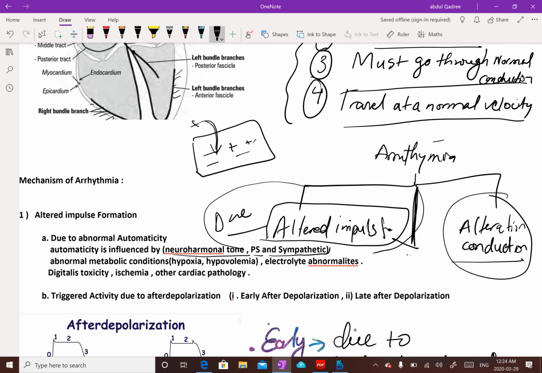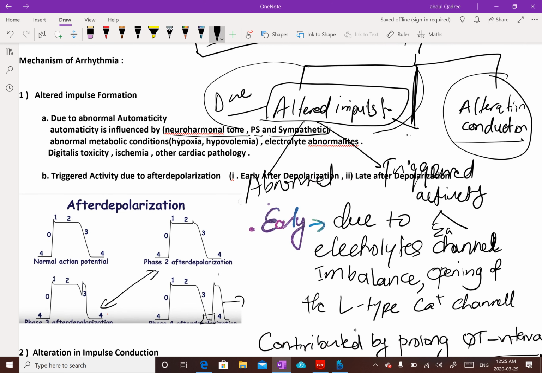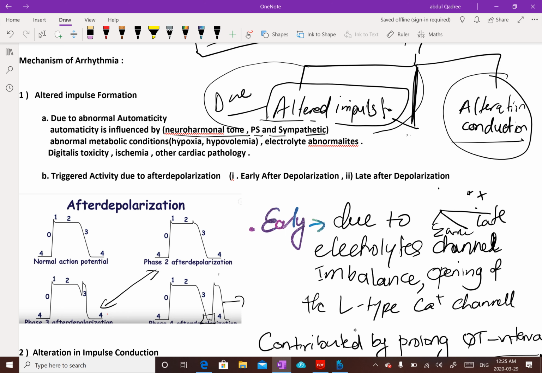In altered impulse formation, we said we have either abnormal automaticity or triggered activity due to after depolarization, right? And when we said we have triggered activity due to after depolarization, it's either early or late. Those are the two things that can happen. And abnormal automaticity is, of course, due to ectopic foci or neurohormonal activity that's increasing the pacemaker's activity, like for example the SA node's activity. And electrolyte abnormalities can cause altered impulse formation in the SA node and can lead to abnormal heart rate.